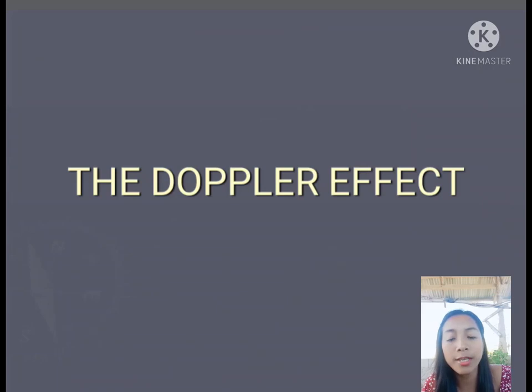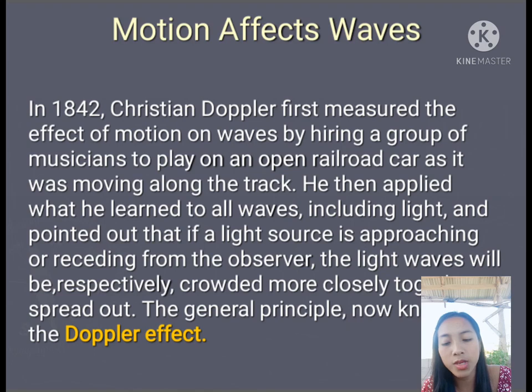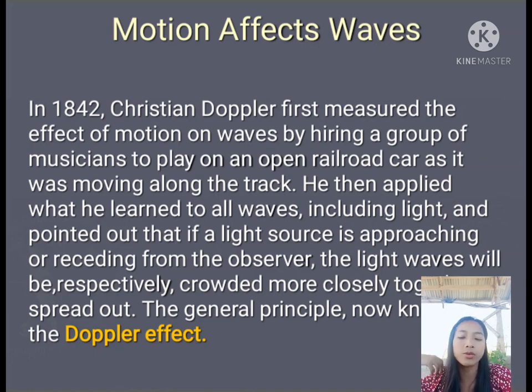So we come now to the Doppler effect. Motion affects waves, as we all know. In 1842, Christian Doppler first measured the effect of motion on waves by hiring a group of musicians to play on an open railroad car as it moved along the track. He then applied what he learned to all waves, including light, and pointed out that if a light source is approaching or receding from the observer, the light waves will be respectively crowded more closely together or spread out. This general principle is known as the Doppler effect.